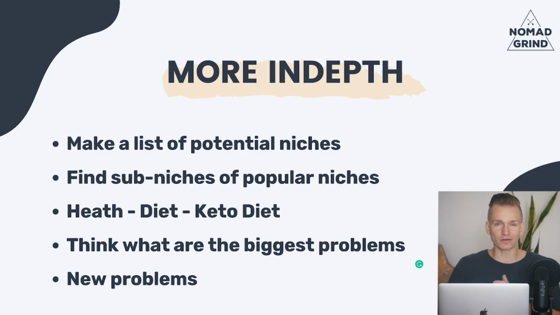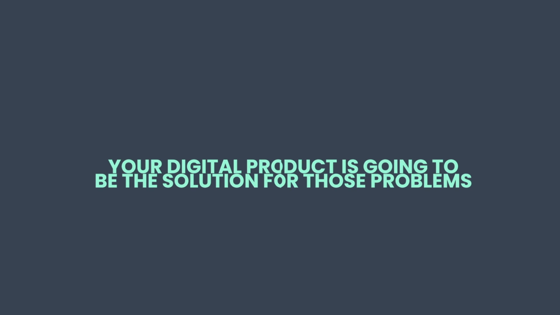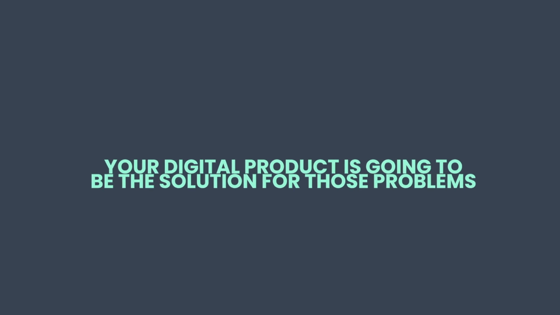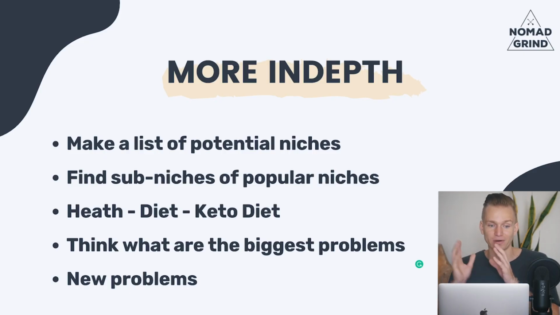And one of the most important things when you're thinking about a niche is to always think, what are the biggest problems within that niche? Whenever you come across a niche, always think, okay, what are the biggest problems out there? And your digital product is going to be the solution for those problems. That is the key when you are creating your products. What also worked pretty well is to find new and arising problems. Rather than a problem that has been around for many years and already has some solutions, if you can find very recent problems where there isn't much competition yet, that can work really well too.